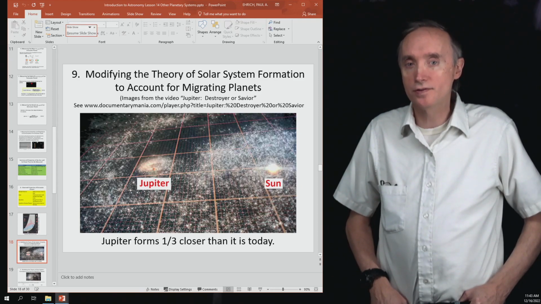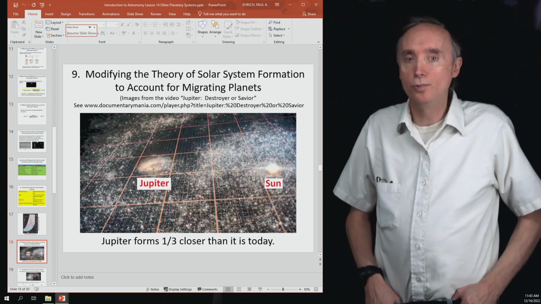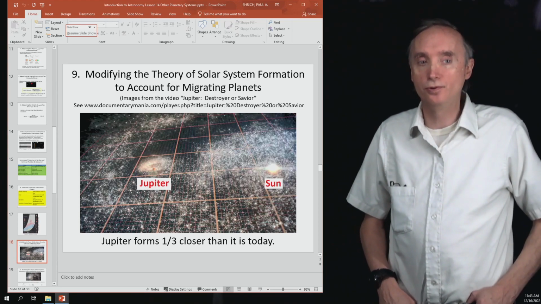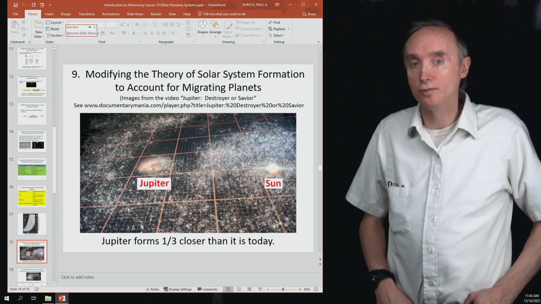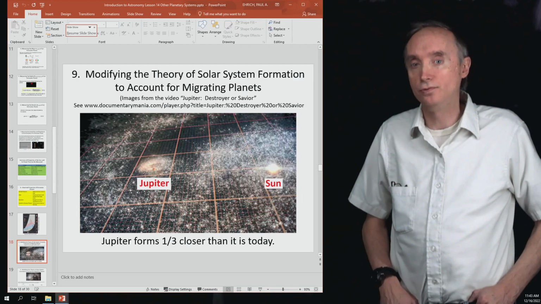So if they were inside the ice line, they wouldn't have had the ice to be able to accumulate the gas to make a gas giant. So what we need to do is to assume that the gas giants form outside the ice line, but then somehow they move closer to the sun.